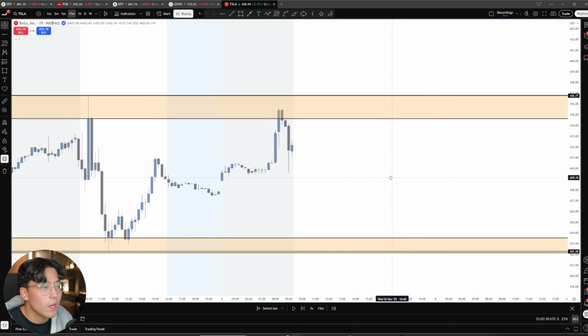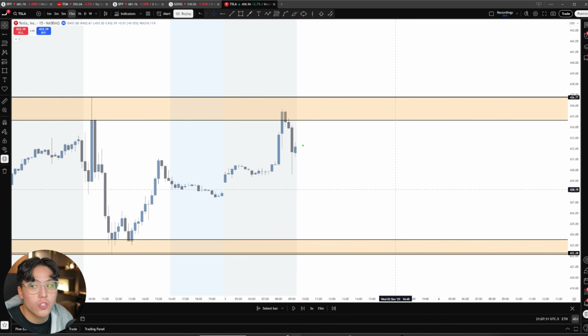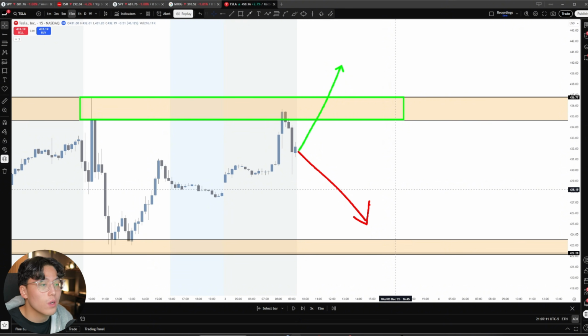Now what we're going to be waiting for, as I mentioned, is a clear direction to one side. What does a clear direction mean? We want to see a clear break above our previous day highs for continuation, or we want to see a break below our previous day lows for continuation towards the downside. And this is a continuation setup.